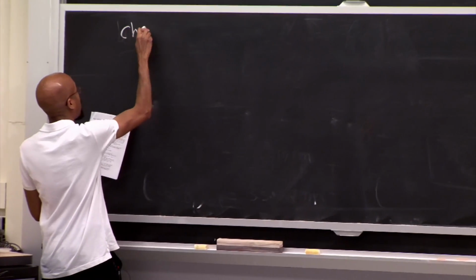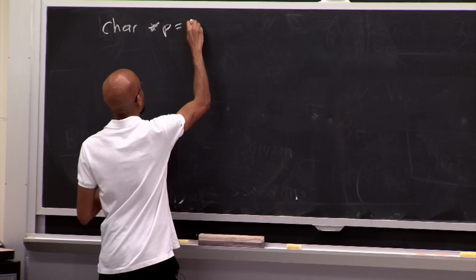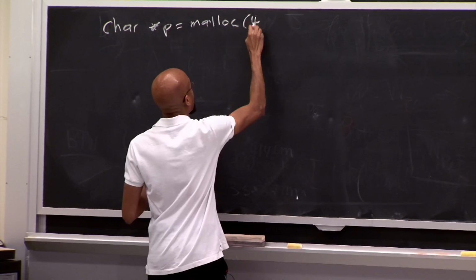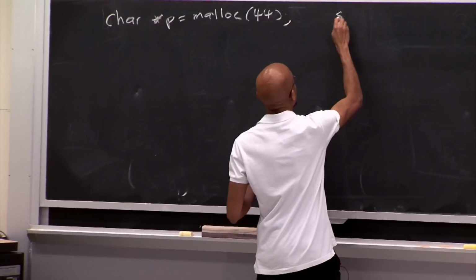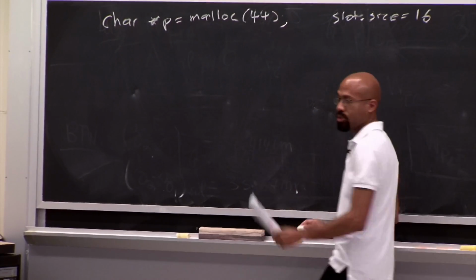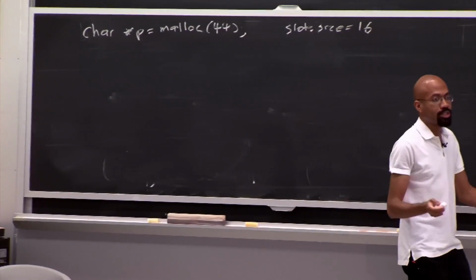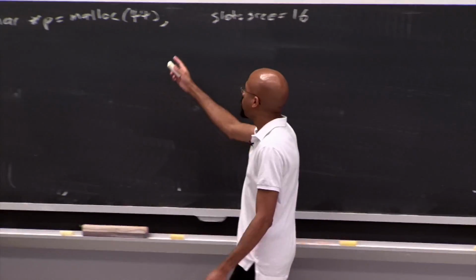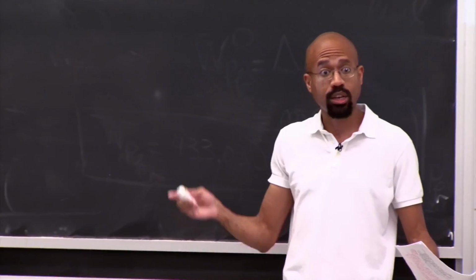Let's go through a very simple example. Let's say we define a pointer called P and give it an allocation size of 44, and let's also assume the slot size equals 16 bytes. What's going to happen when we do this malloc? As you know, the baggy bounds system is going to pad that allocation out to the next power of 2. Even though we've only allocated 44 bytes, we're actually going to allocate 64 bytes for this pointer.